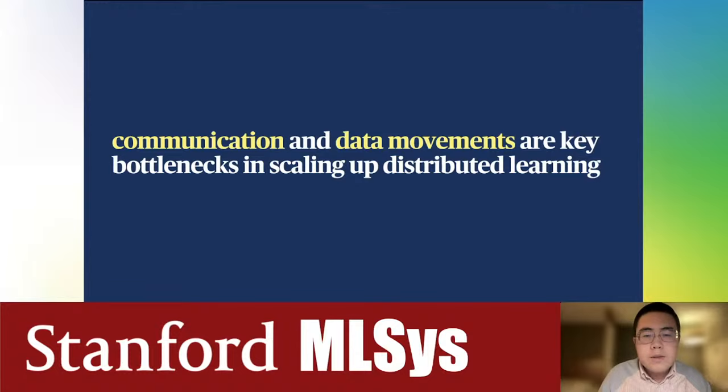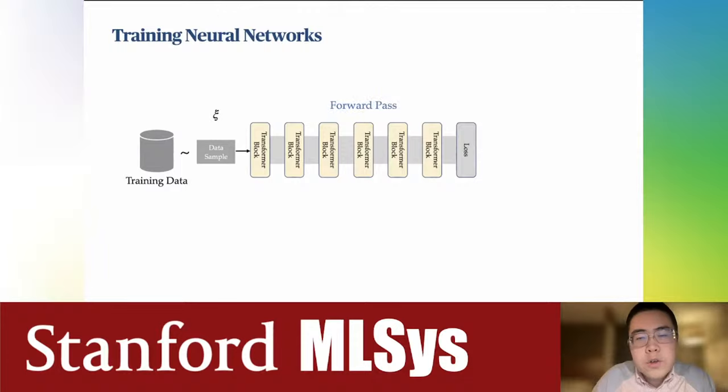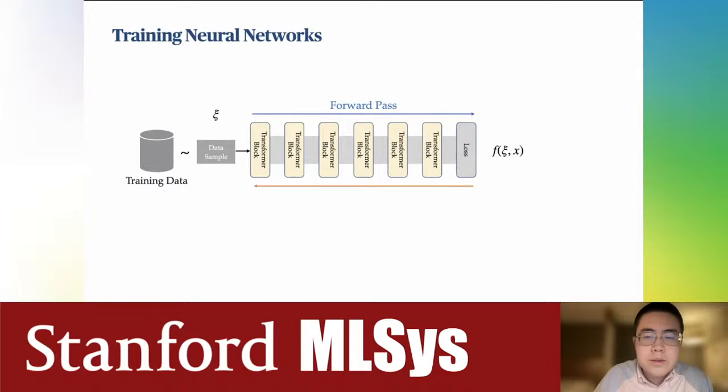So let's just get on the same page about what we are talking about here. So here's a neural network. It has a whole bunch of layers and a loss layer in the end. So whenever you have a sample from your training set, there are two things you can do over this neural network. The first one is you can do a forward pass and compute the loss. And second, you can do a backward pass and compute the gradient.